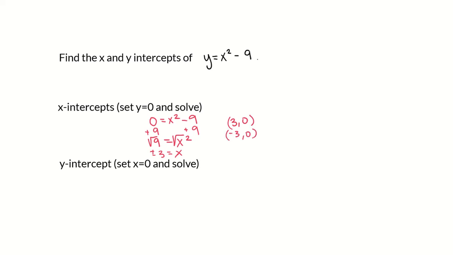To find the y-intercept, we set x equal to 0 and solve. So in this equation, we would have y equals 0 minus 9. 0 minus 9 is -9, so the y-intercept is at -9, or the y-intercept is (0, -9).